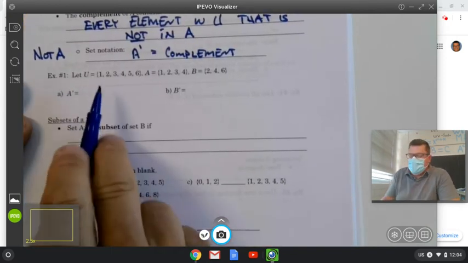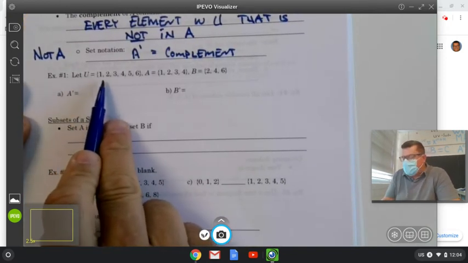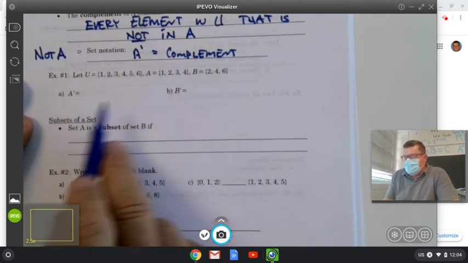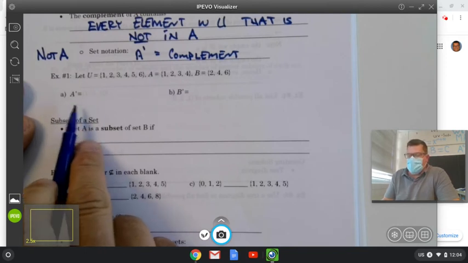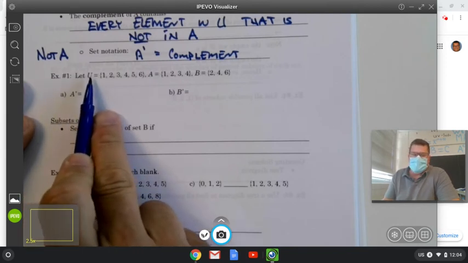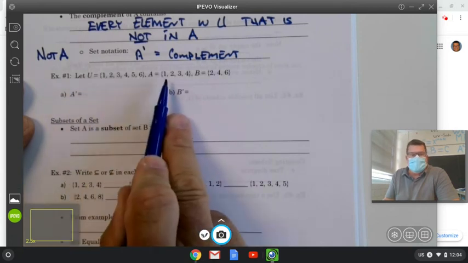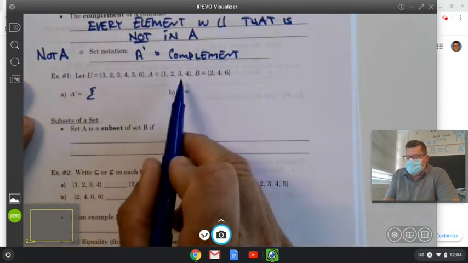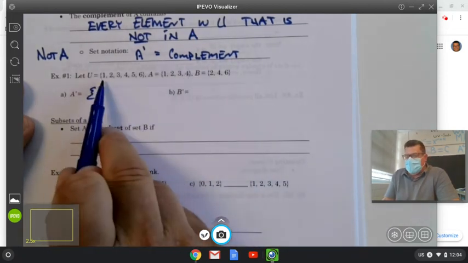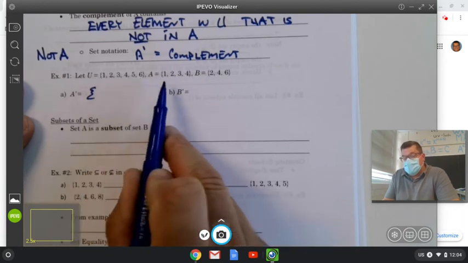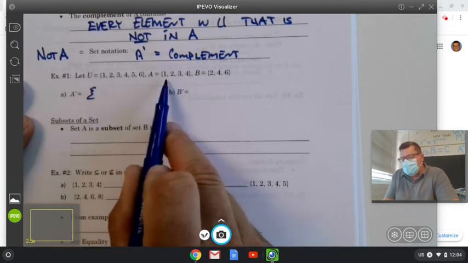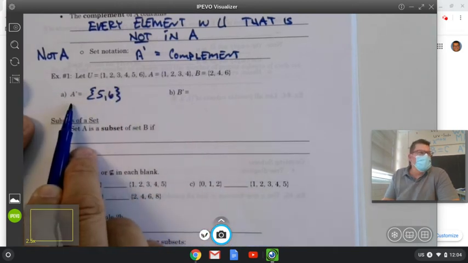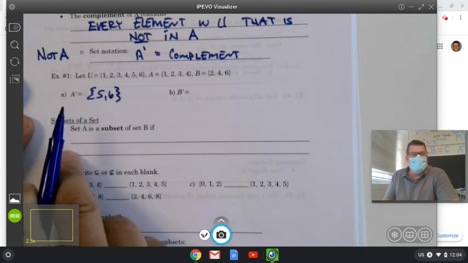If they tell you the universal set is the set of integers 1 through 6 inclusive, and set A is these and set B are these, what is in not A? In other words, what lives in the universal set, but is not in A. Anyone? Somebody? What elements live in the universal set, but don't live in A? 5 and 6. So 5 and 6 are in the subset, not A.